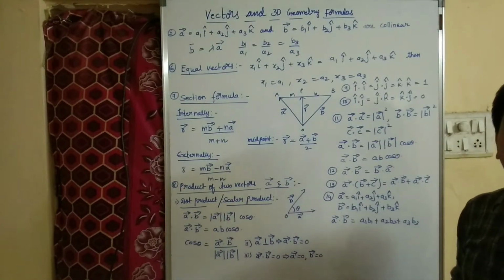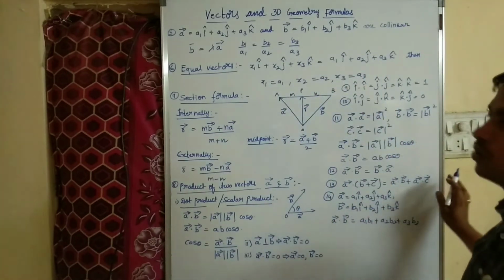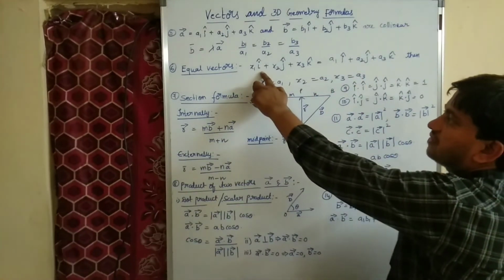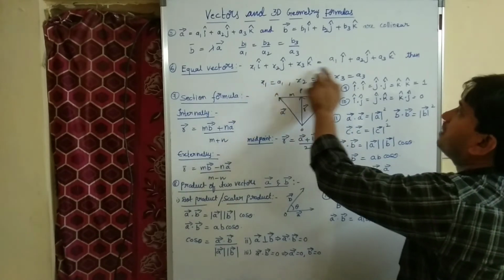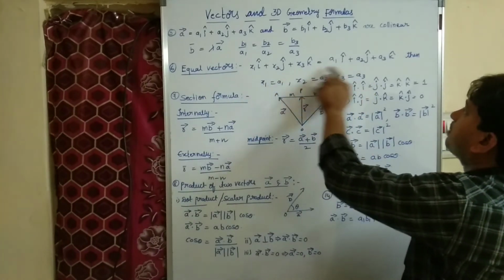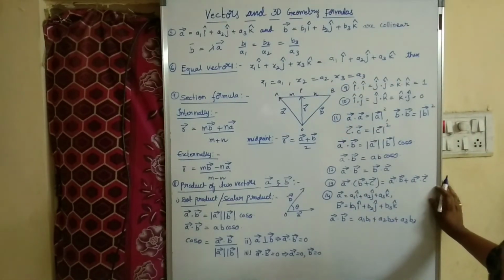Now coming to equal vectors, two vectors are said to be equal whose i coefficients are equal. Here x1 must be equal to a1, x2 must be equal to a2, and x3 must be equal to a3. Then we say that the two vectors are equal.